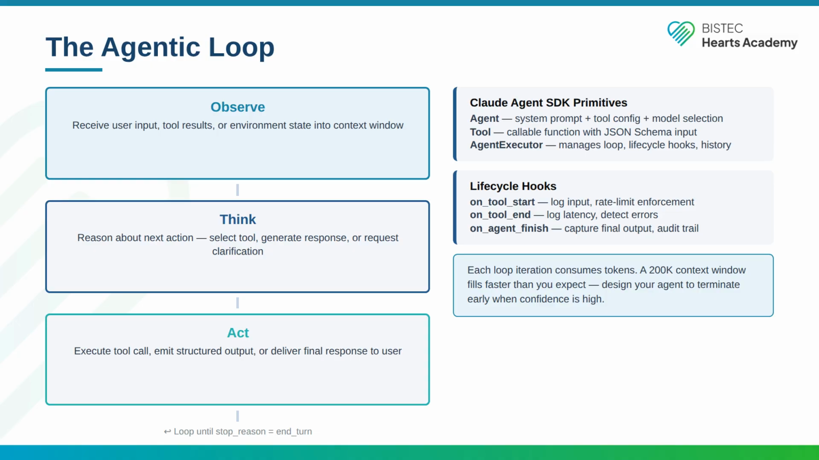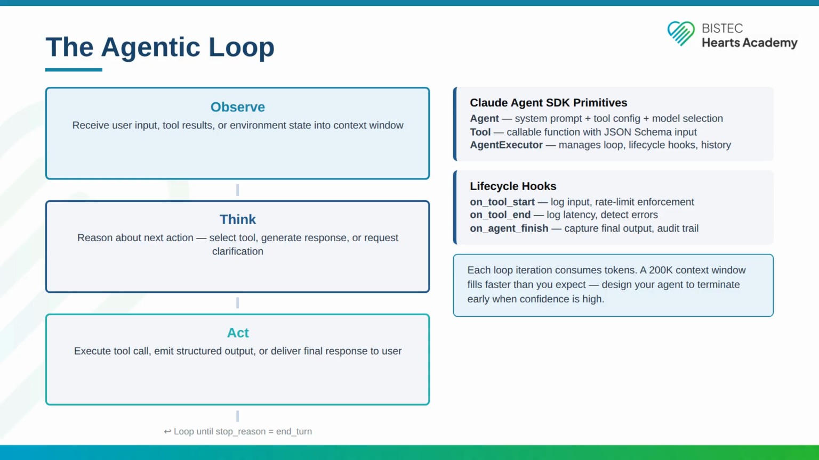The Claude Agent SDK provides 3 core primitives for building agents. The agent wraps your system prompt, tool configuration, and model selection. The tool is a callable function with a JSON schema input definition. We'll build several of these today. The agent executor manages the loop itself. It tracks conversation history, fires lifecycle hooks, and handles the alternating assistant and tool result messages that the loop requires.